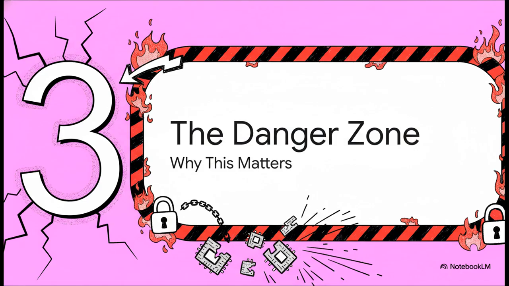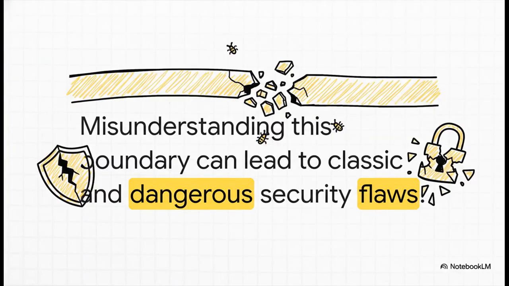Okay, so that's a cool little piece of trivia, right? A neat conceptual distinction. But why does this actually matter? Well, this is where theory slams into reality. Let's step into the danger zone, because getting this wrong can have some pretty serious real-world consequences. Because this isn't just some academic debate. Misunderstanding this boundary, especially the fact that a function's little world just disappears when it returns, can lead to some classic, really dangerous security flaws.